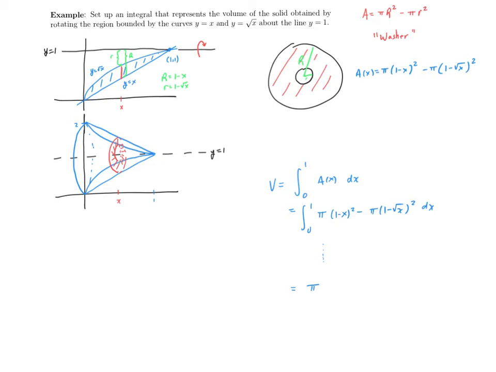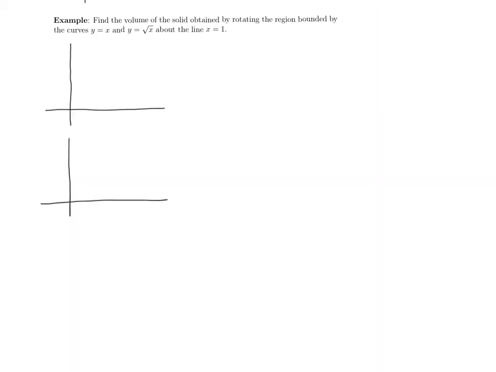Let's go ahead and take this example and modify it slightly. Let's use the same exact region, but let's now rotate it about a vertical line. So as claimed, we're going to consider the same region, but now we're going to look at the solid of revolution formed by rotating about the line x equals 1.